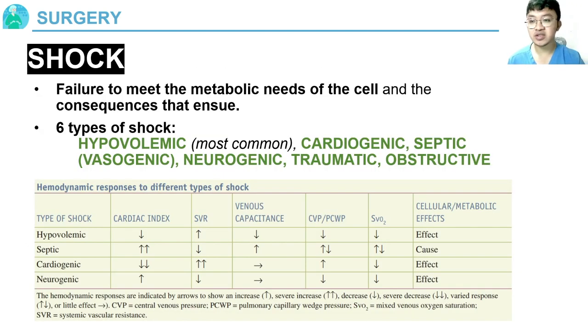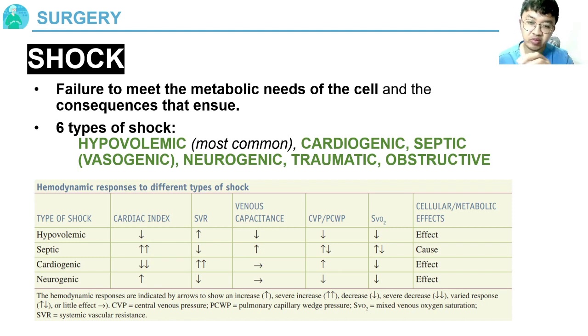So what is shock? Shock is failure to meet the metabolic needs of the cell and the consequences that ensue from these changes. We have 6 types of shock. The most common is hypovolemic shock, followed by cardiogenic, septic, neurogenic, traumatic, which may be a combination of the previously mentioned types of shock, and obstructive shock. Again, hypovolemic, cardiogenic, septic, neurogenic, traumatic, and obstructive.